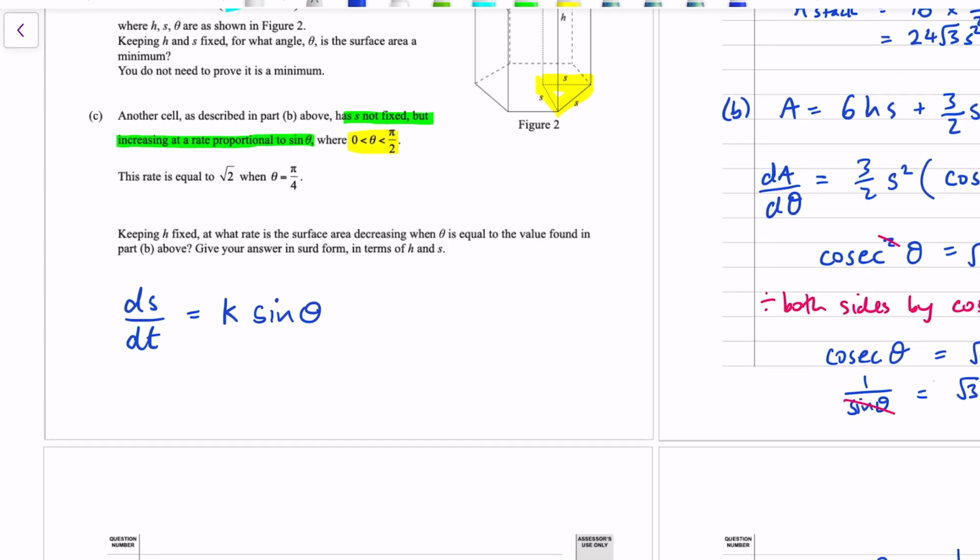Okay, the rate is equal to root 2, so dS dt is equal to the square root of 2 when theta is pi over 4. Well, that's quite a nice piece of information, because straight away that gives us what the k value is. Sine of pi over 4 is another special angle.